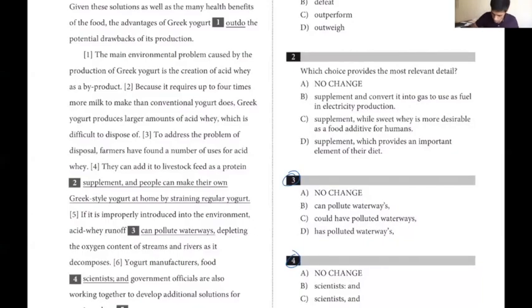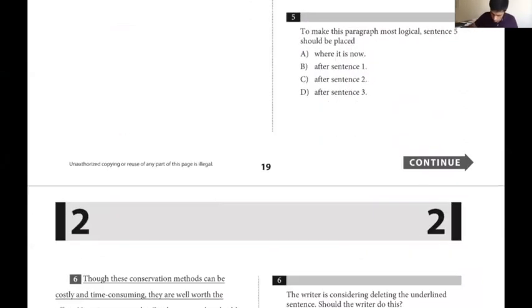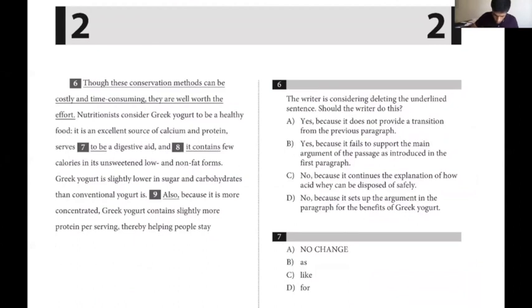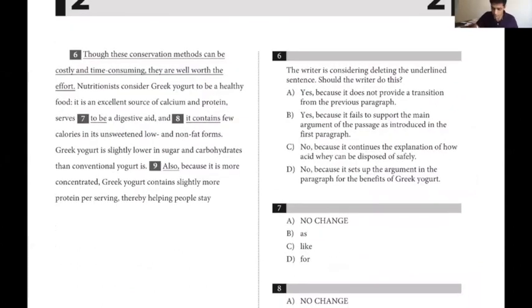All right, let's do number five. No, not five, not six. Let's do seven. Seven, please. I will launch the poll now.